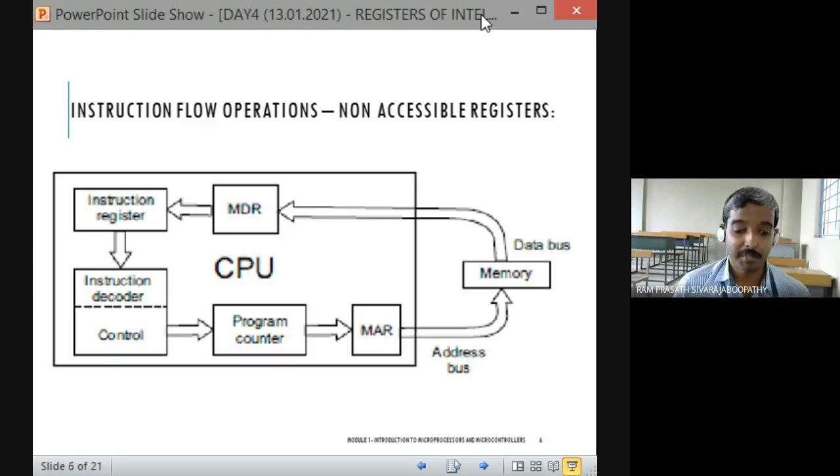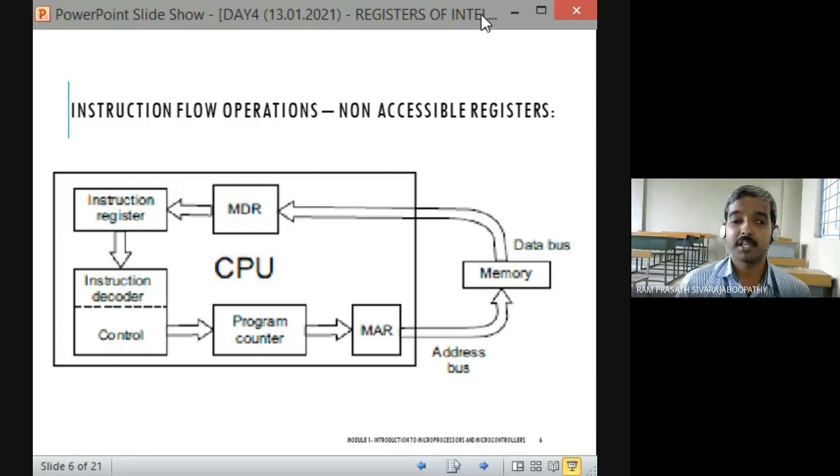Clear? So meaning, you have to understand well. 16 bit means what does it hold? It is an address. Clear? 8 bit means it holds either the instruction code or data. Clear? Fine. So these 3 registers we cannot program.